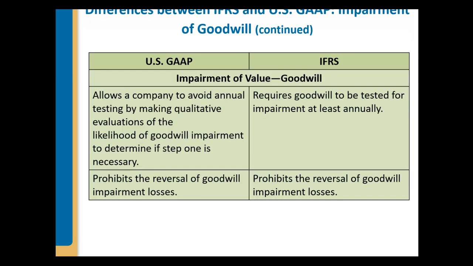IAS number 36 requires that goodwill be tested for impairment at least annually. GAAP allows a company to avoid annual testing by making qualitative evaluations of the likelihood of goodwill impairment to determine if step 1 is necessary. Both GAAP and IAS number 36 prohibit the reversal of goodwill impairment losses.